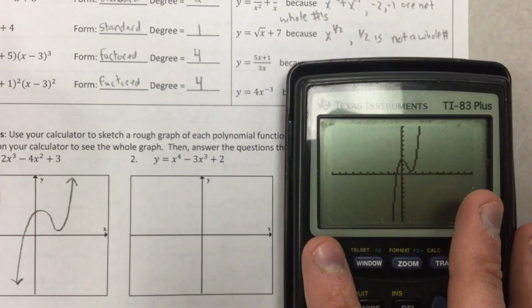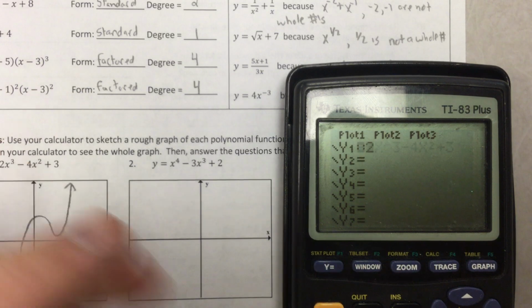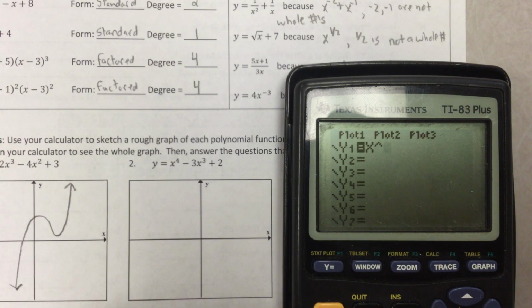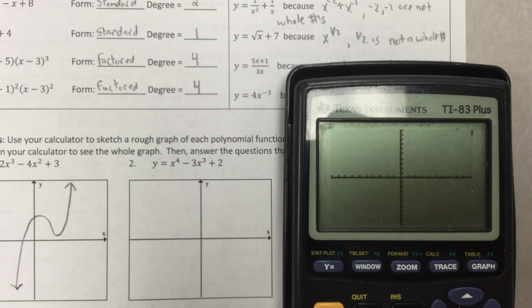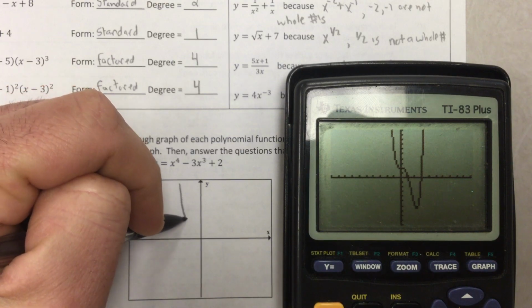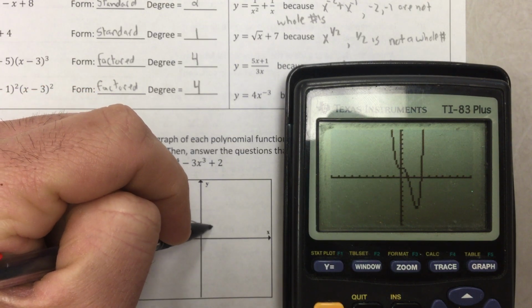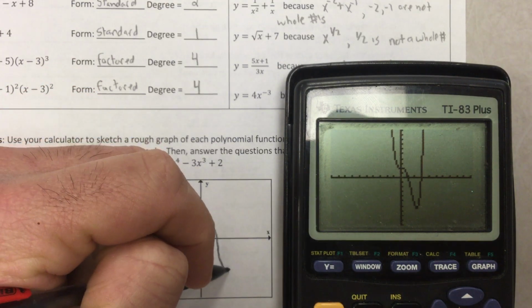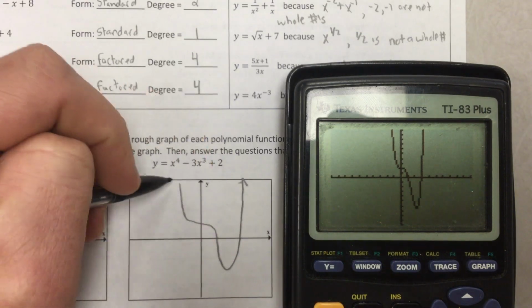If we look at our second one here, x to the fourth minus 3x squared, x to the third, plus 2. And so if I look at this one, it's going down. Notice how it kind of does like a cubic. It flattens out a little, crosses over, and comes back up.